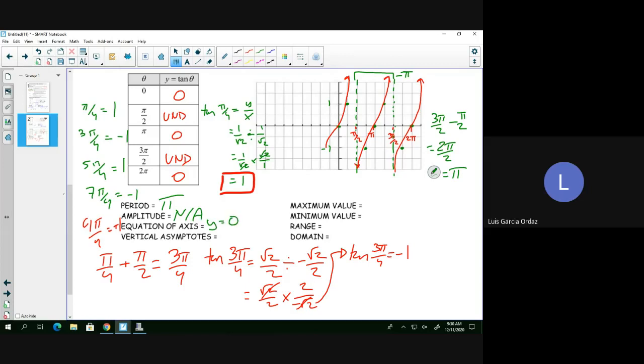Where do we find our vertical asymptotes? Plus and minus pi over 2, plus and minus 3 pi over 2, and so on. You can have negatives. We have negative angles before, you're just going clockwise. Do you have an actual min value? No. None and none. What would our range be?